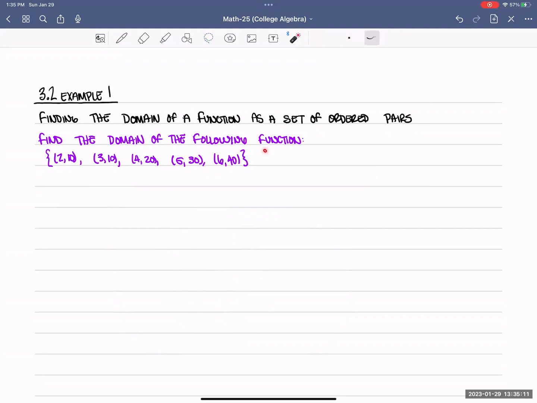Now coming back to this example, looking at this function relation, we have a bunch of ordered pairs, all of them in the form of x, y. All of the x's are going to be part of our domain and all of the y's are going to be part of our range. Here it's asking us to find the domain of the function. So we could start with that.